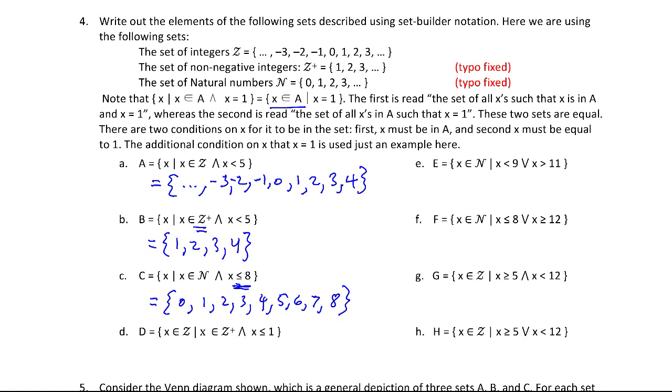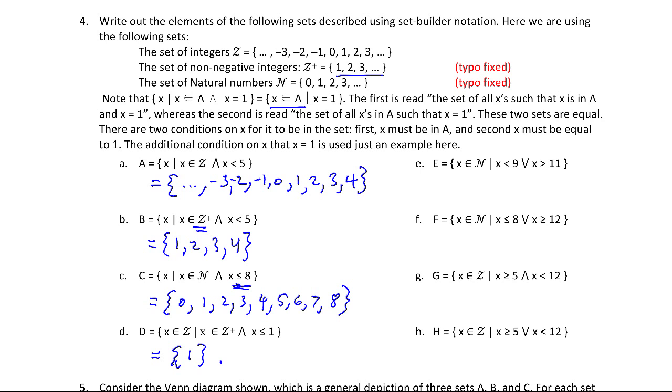Okay? For part D, it says it has to be an integer. It has to be a positive integer from the set 1, 2, 3, and it has to be less than or equal to 1. Well, out of the set 1, 2, 3, the only one that's less than or equal to 1 is 1. So it's the set containing a single element, the number 1.